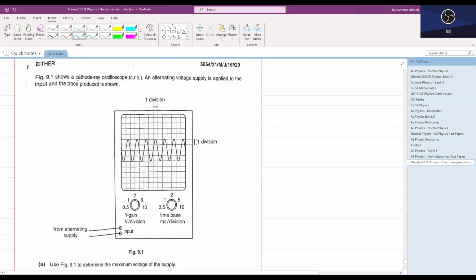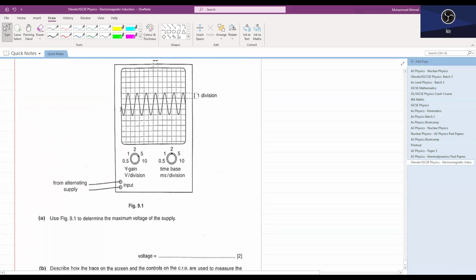Okay, let's see this. Figure 9.1 shows a cathode ray oscilloscope. An alternating voltage supply is applied to the input and the trace produced is shown. The Y gain is set at 5. The time base is set at 2. Use figure 9.1 to determine the maximum voltage of the supply.